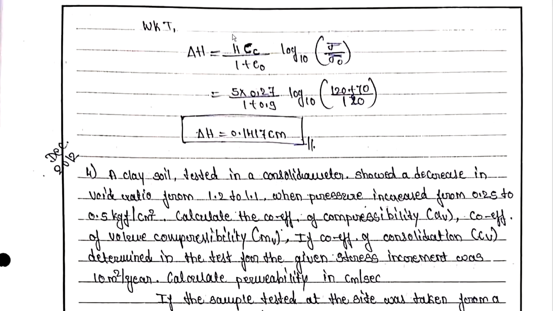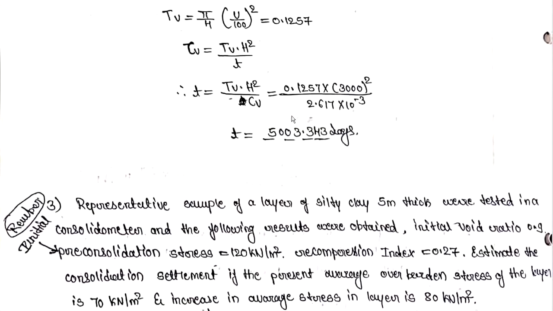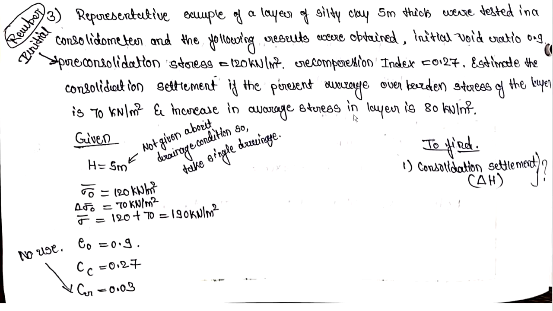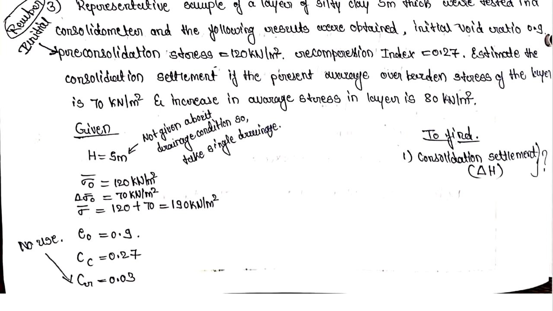One very important thing which you can observe over here is that, to confuse you, the increase in average stress in a layer of 80 kilonewton per meter square is given, but it is not of any use. It is an increase in average stress, it is not the final one, it is just an increase. The present overburden pressure is the final overburden pressure. So the present average overburden pressure is 70, that's why we have to consider it as 70.